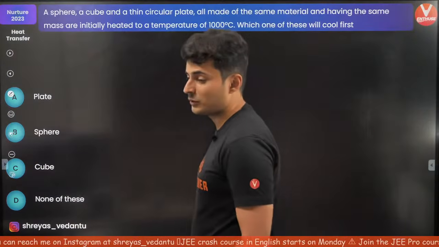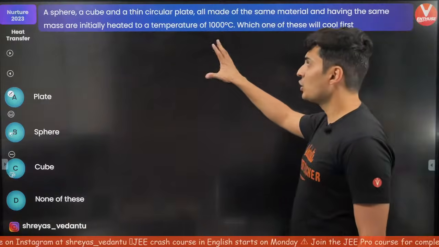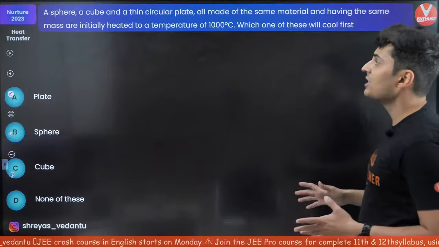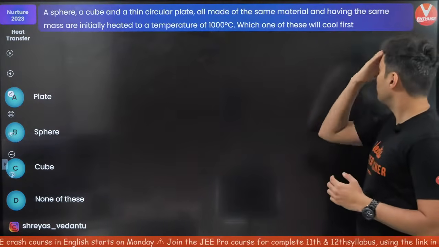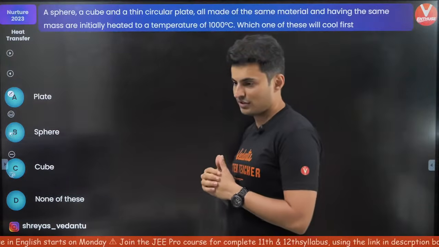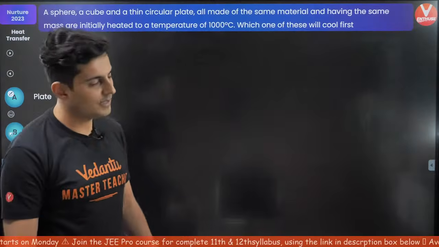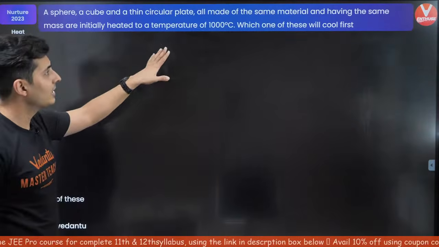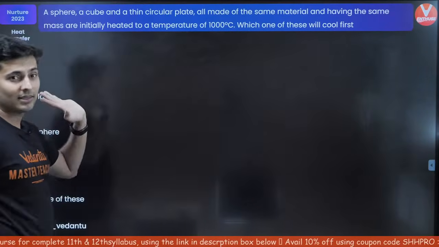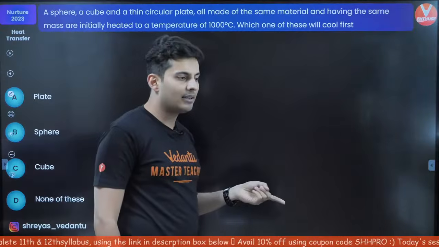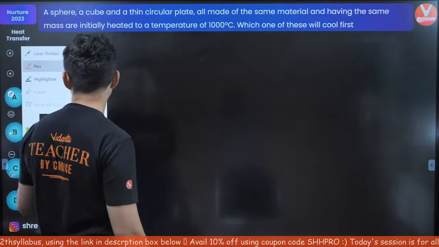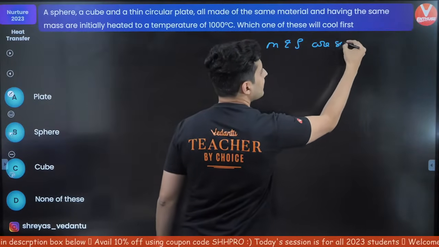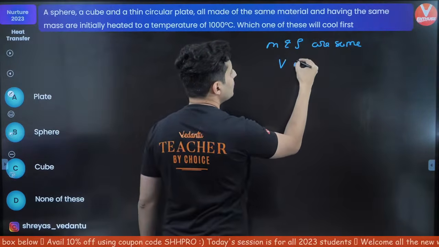Here is the question in front of you. There is a sphere, a cube and a thin plate, all made of the same material, having the same mass and are initially heated to a temperature of 1000. Which one of these will cool first? Very interesting question. Sphere is there, cube is there, plate is there, same material, same mass. If the mass is same, material is same, think about it. Mass and density are same. That means volume is same.